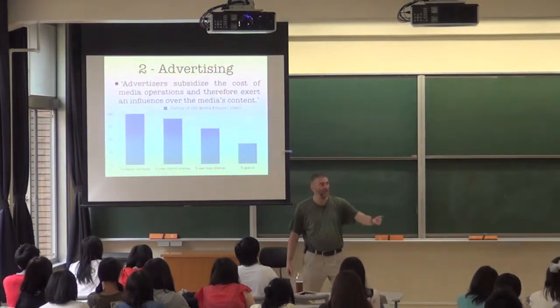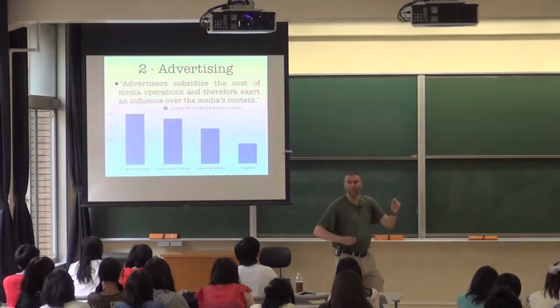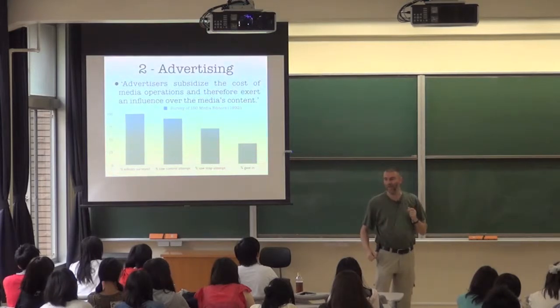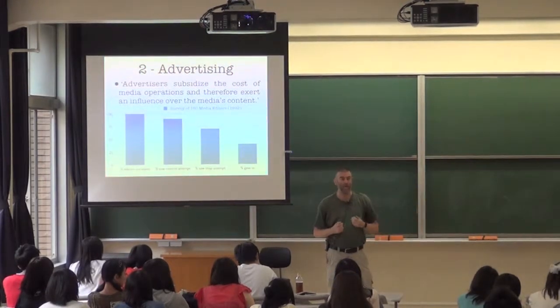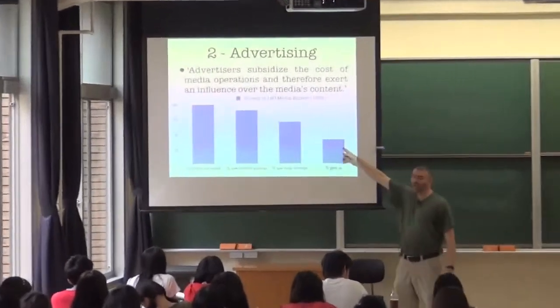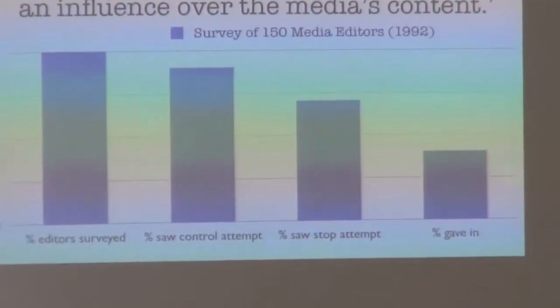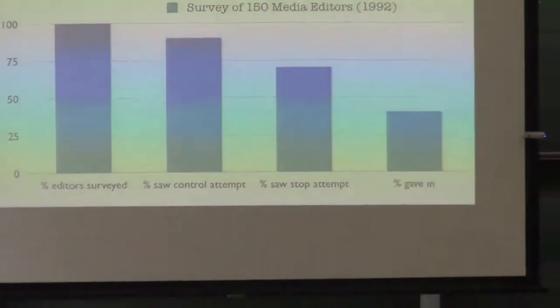So Company A can say, please don't put that story in your newspaper and we will continue to give you advertising money. Put the story in the newspaper and we will stop the advertising money. And look at this. Almost 40% of the editors killed the story to keep the advertising money.